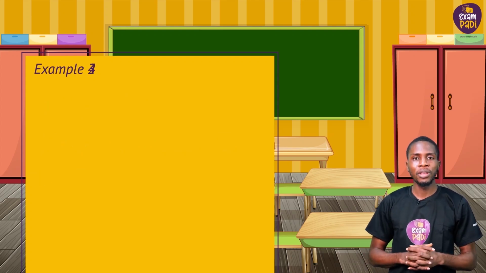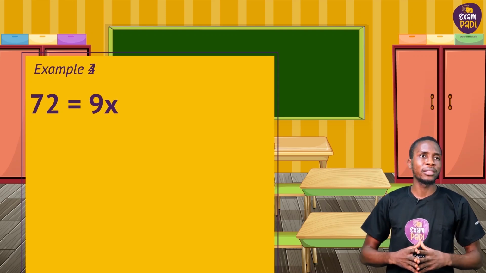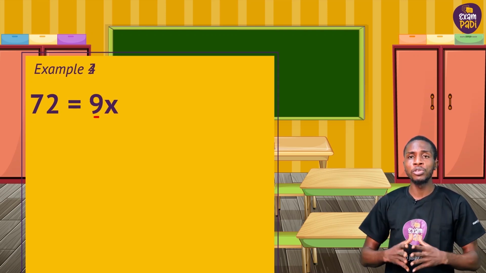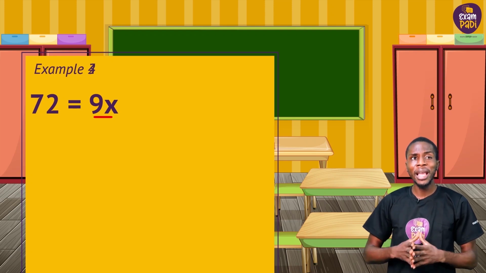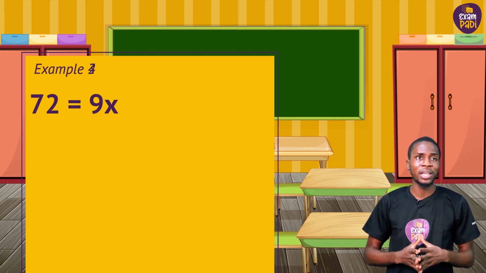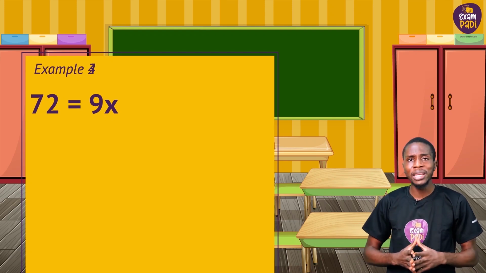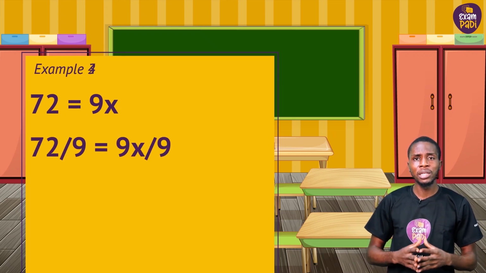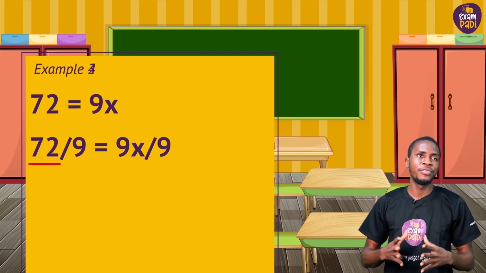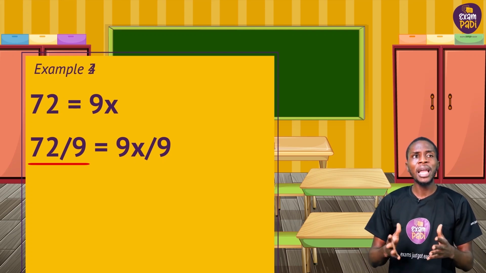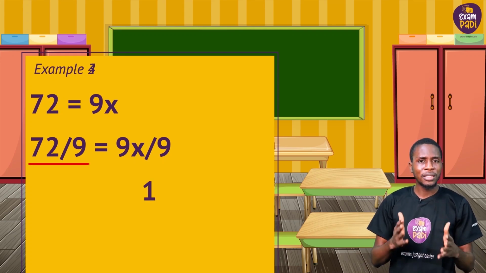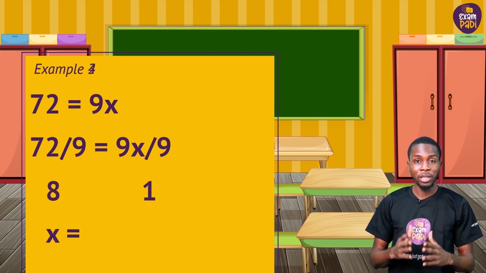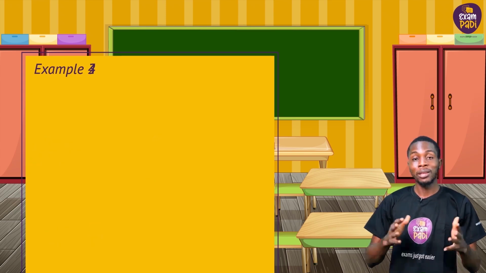Example 4. 72 equals 9x. This is very simple. The unknown x is on the right-hand side. Since x is multiplied by 9 on the right-hand side, we divide both sides by 9. 72 divided by 9 equals 9x divided by 9. 9 in 9 is 1. 72 divided by 9 is 8. Therefore, x equals 8.